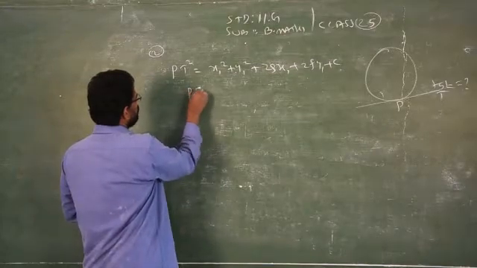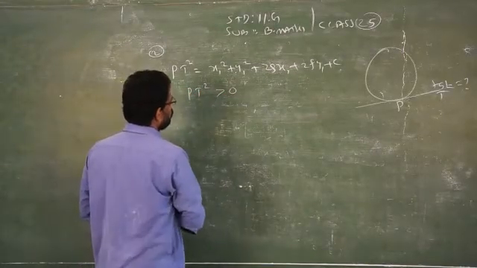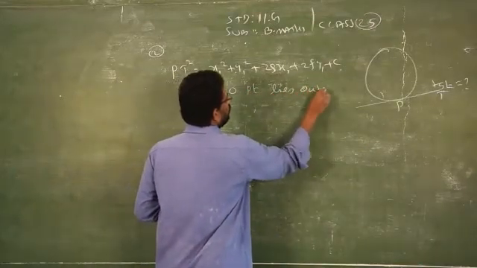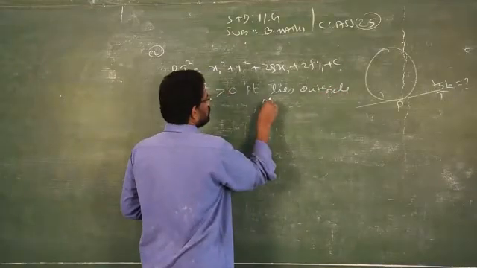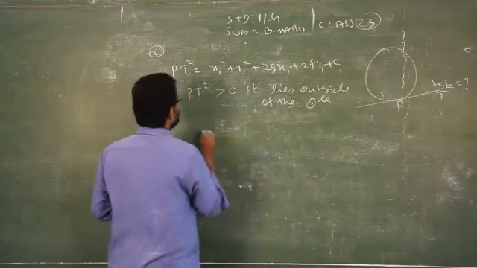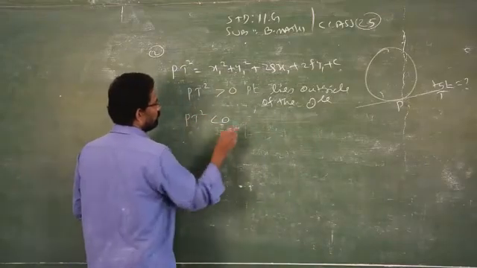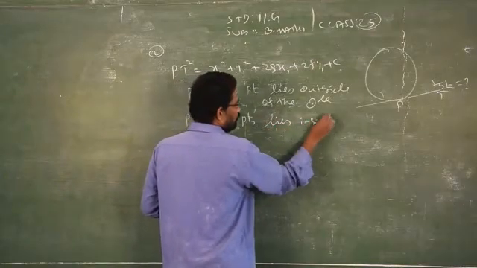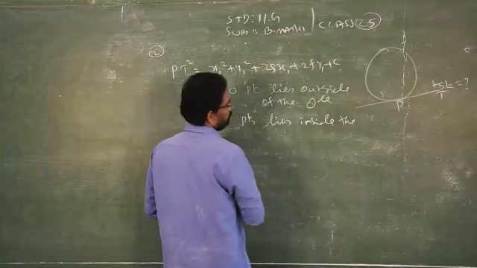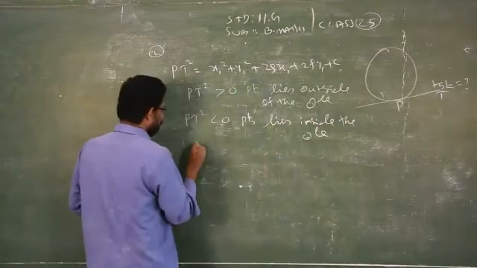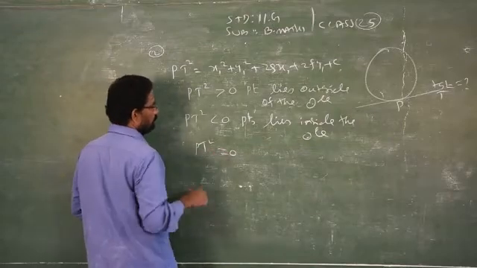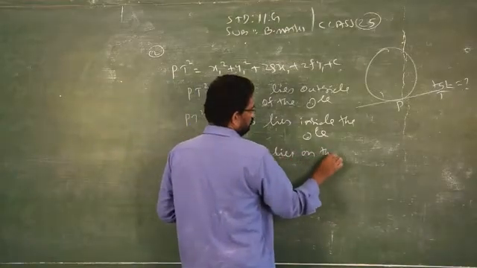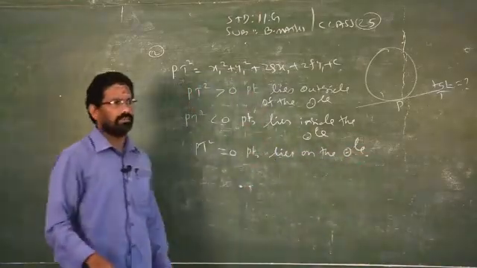Clear? So when PT square is greater than 0, the point lies outside of the circle. When PT square is less than 0, then the point lies inside the circle. When PT square is exactly equal to 0, the point lies on the circle. So these three conditions you have to memorize.